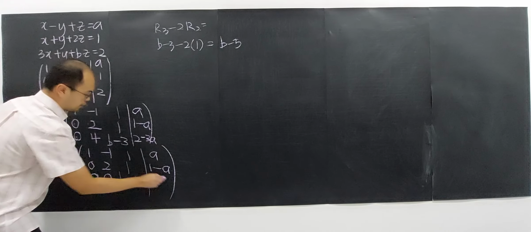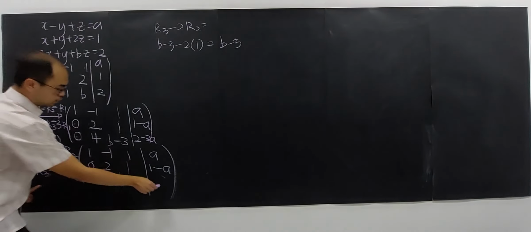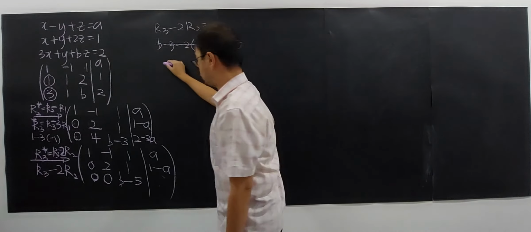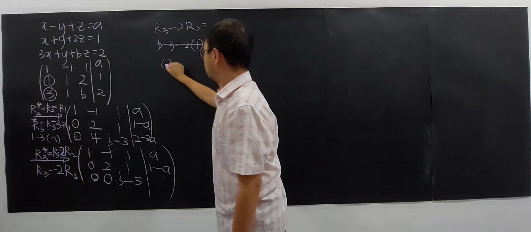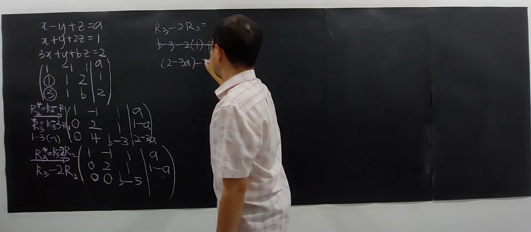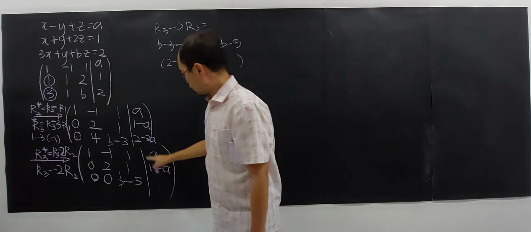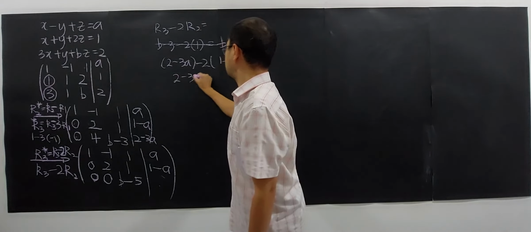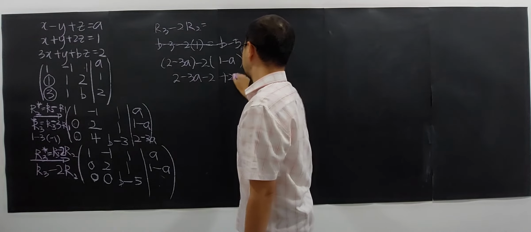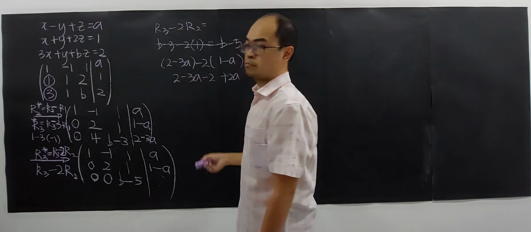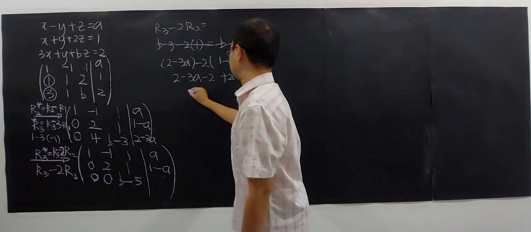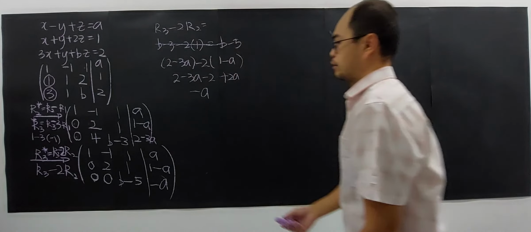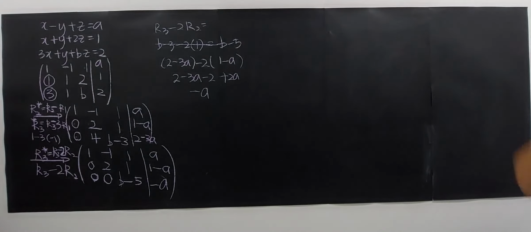How about this one? This refers to row 3 and row 2, right? Follow the same formula. Row 3 is 2 minus 3A, minus 2 times row 2. Row 2 is 1 minus A. So 2 minus 3A minus 2 plus 2A. So you will have 2 minus 2, 0, right? So you have negative A. So here you are getting negative A. Done.